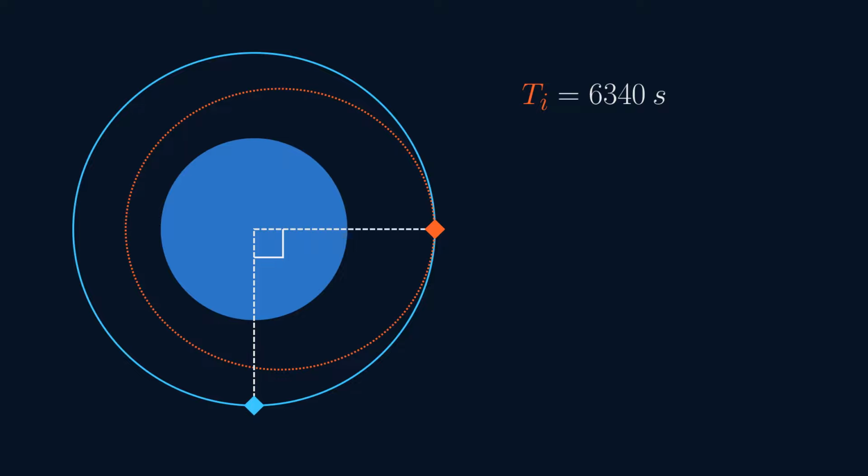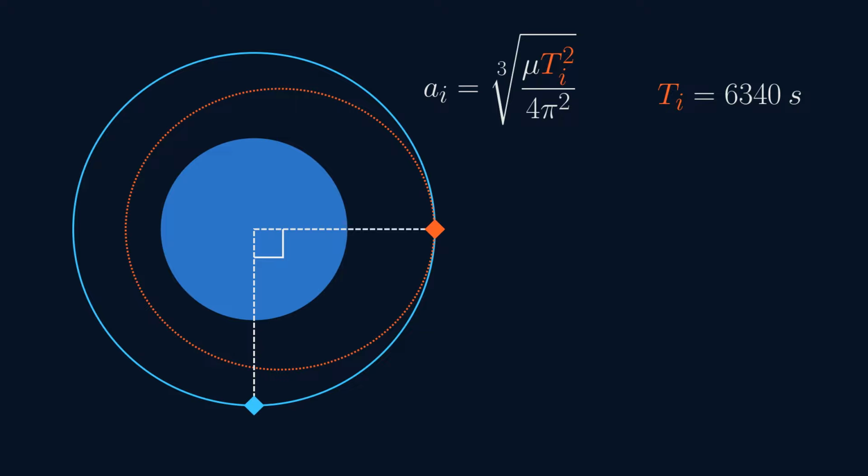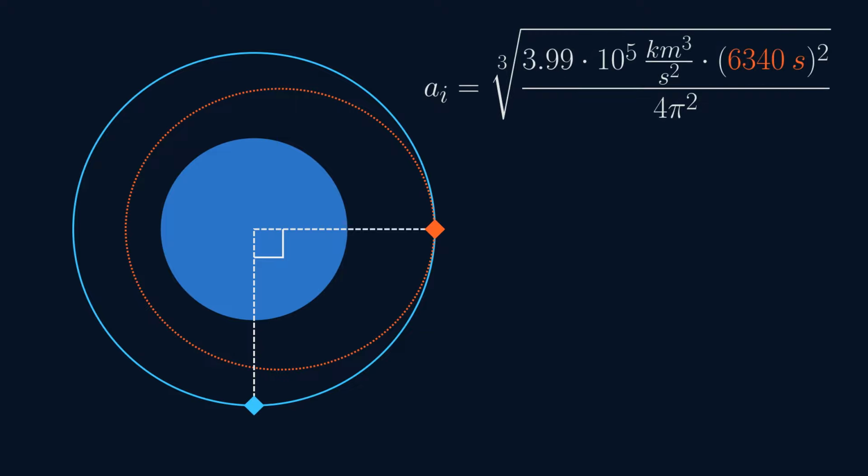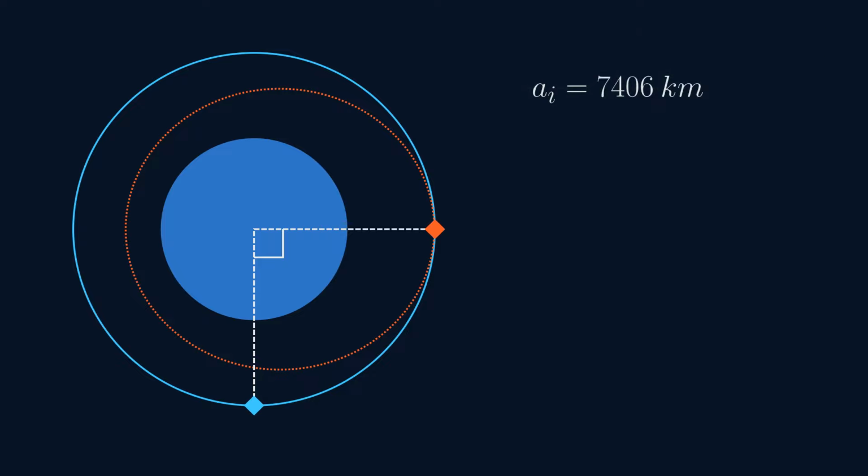Now, we can actually use Kepler's law of periods again to find the semi-major axis of this orbit. Plugging in known values, we find the initial orbit has a semi-major axis of 7,406 kilometers. Now, in KSP, knowing the semi-major axis isn't all that useful. We'd like to know the perigee of the orbit so that we can actually set it up in-game. Fortunately, we can do some simple geometry to find this.